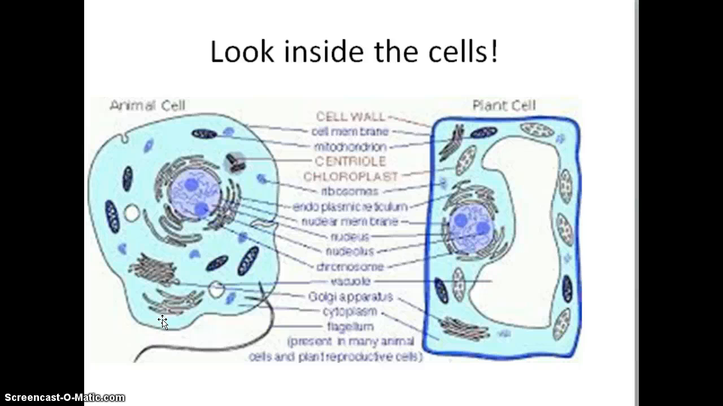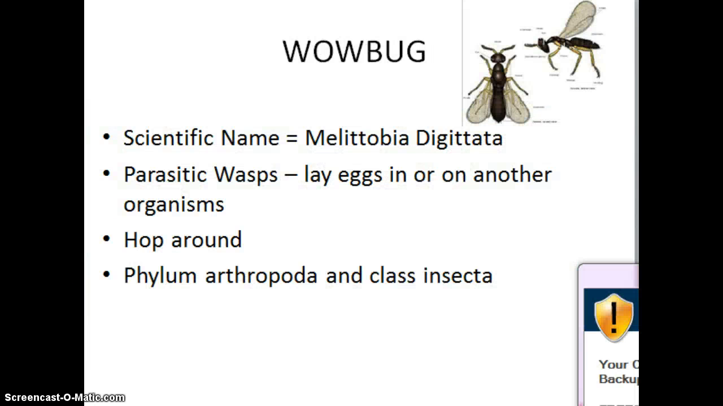And now we're going to look in detail at some of the animals we studied over the course of the semester. So the first lab we did was with the wow bug. The wow bug is a small parasitic wasp. And it is a parasite, meaning that it uses a host organism to survive, and it harms that host organism. It doesn't benefit the host. It actually harms the host by either hurting or killing the host. So the parasitic wasps lay their eggs in or on other insects.